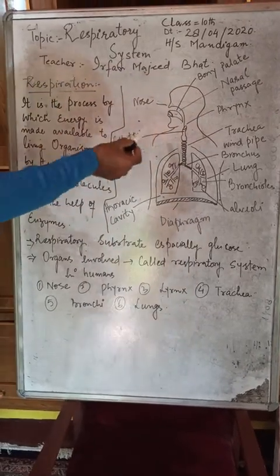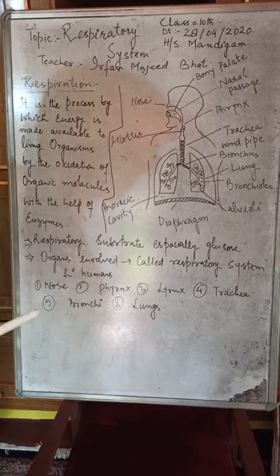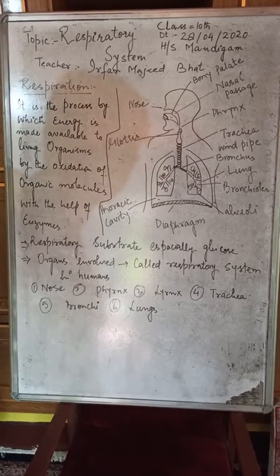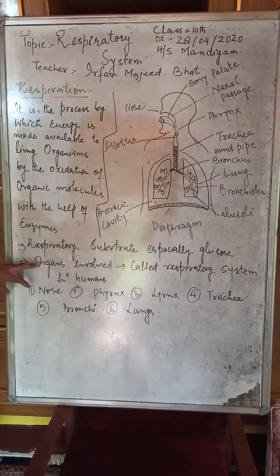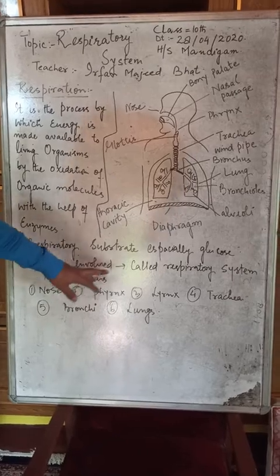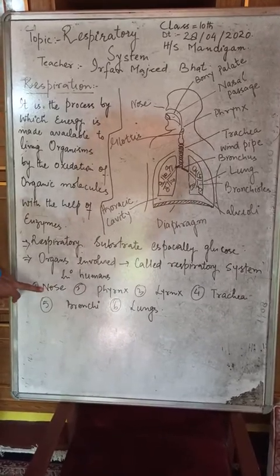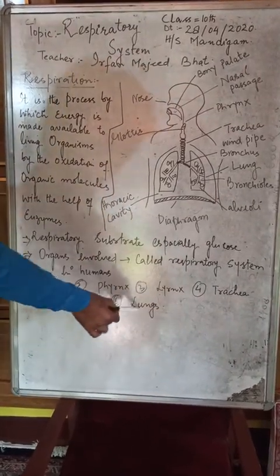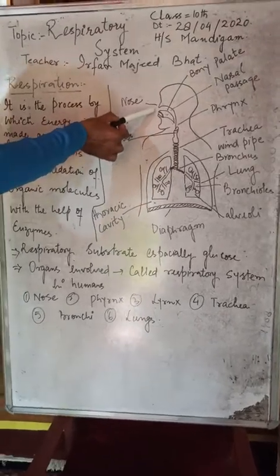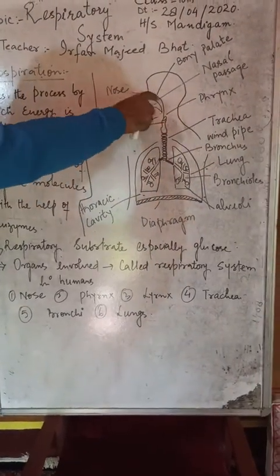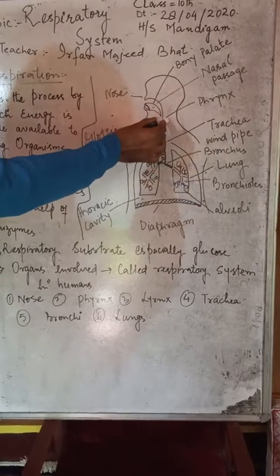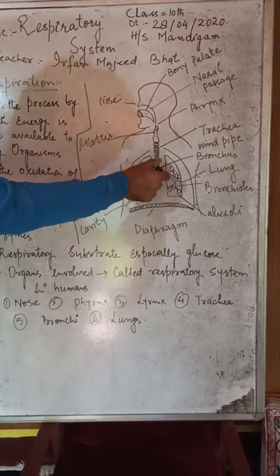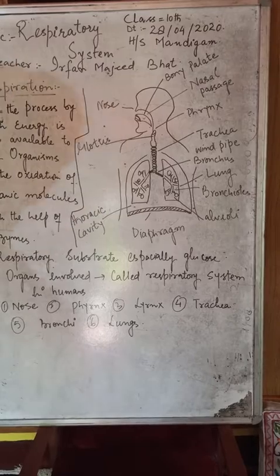So this respiration takes place through a system of organs that's called the respiratory system, or we can say the respiratory tract. The respiratory tract involves the organs, especially in humans: nose, then pharynx, then larynx, trachea, bronchi, and lungs. You can see here, this is the nose, and then after that this is the nasal passage, and then there is the pharynx and larynx here. Then after that you have the windpipe, which is called the trachea, and this windpipe divides into two branches which are called the bronchi.